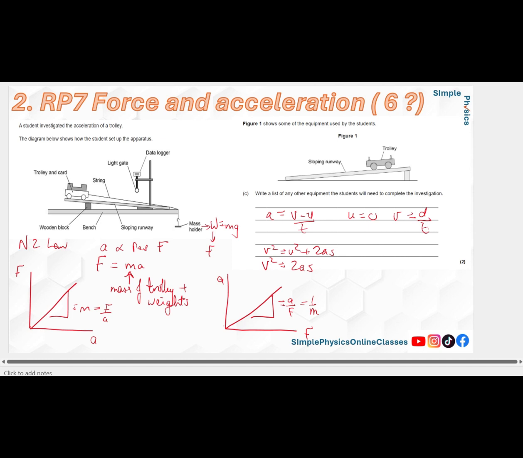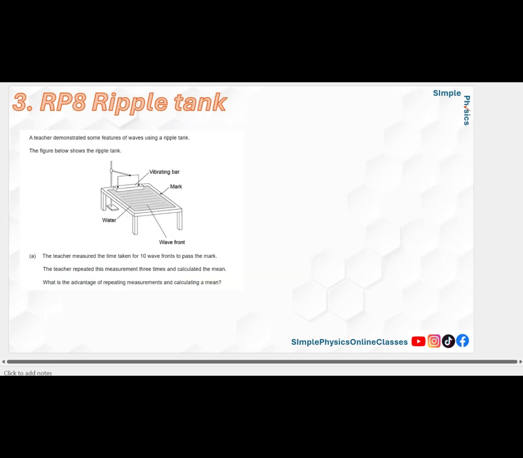So those are the two big ones that I haven't asked in terms of methods. Okay, so let's move on to required practical 8. So this is the ripple tank. There's two types: there's the ripple tank, and then there's the standing wave. So this one, what do we know?